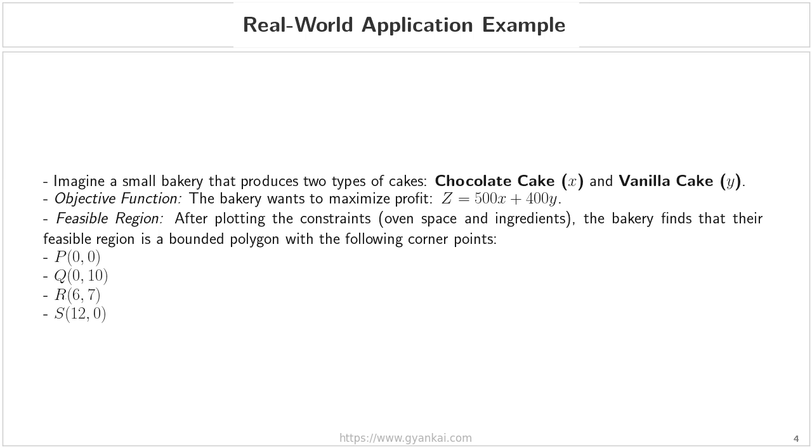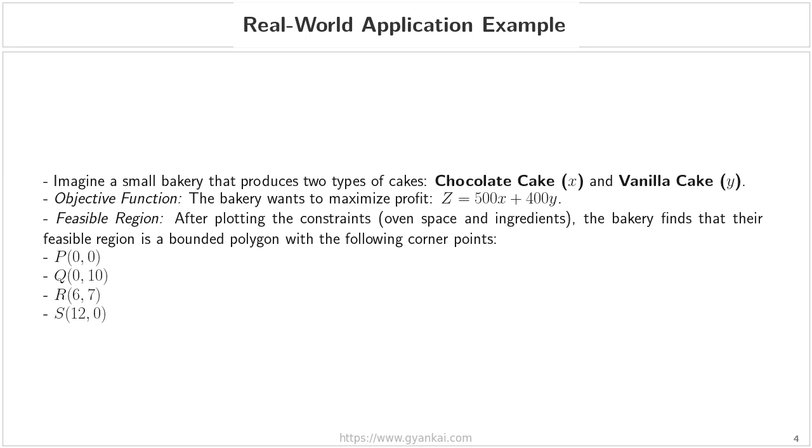After plotting all these constraints on a graph, you've identified your feasible region. In this specific case, the region is a bounded polygon, meaning it's a closed shape. As we learned from Theorem 2, this means both a maximum and a minimum profit definitely exist at the vertices. We have identified 4 corner points for this bakery.